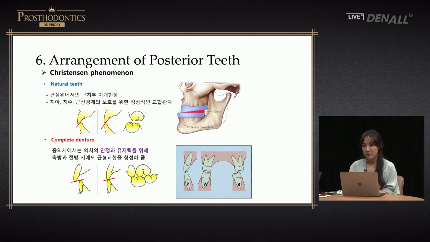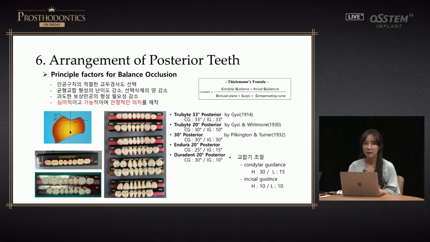As I said before, the teeth in the complete dentures are not attached to the alveolar bone, so they are separate from the bone and move in one unit. So denture stability is more important. That's why we need to achieve the fully balanced occlusion. We arrange teeth going against the Christensen phenomenon. This is unfavorable for natural teeth, but favorable for denture stability when it comes to complete dentures.